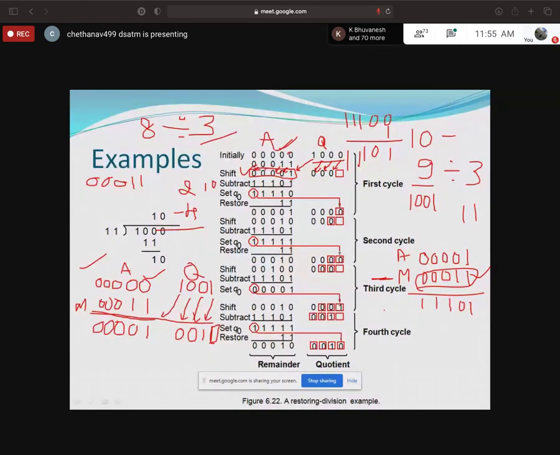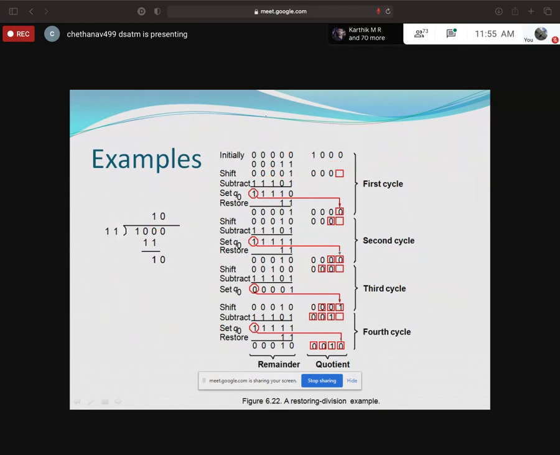What is your minus M? Minus M means this is the value, isn't it? Are you agreed? Subtracting means I'm taking the 2's complement of that. Okay, so I'll just erase all this. You're able to understand now.